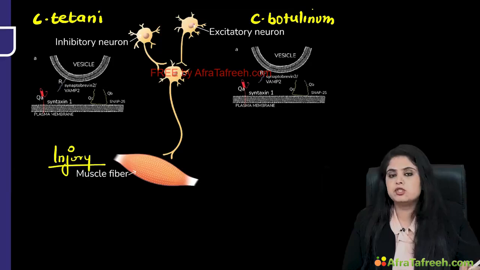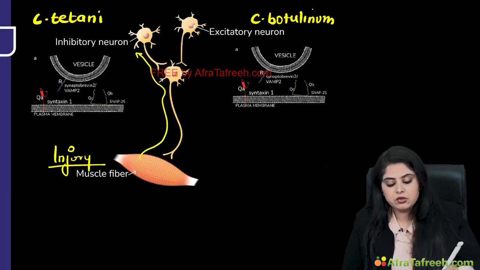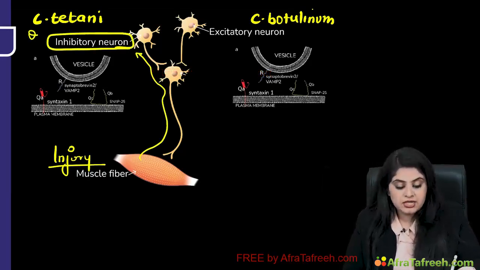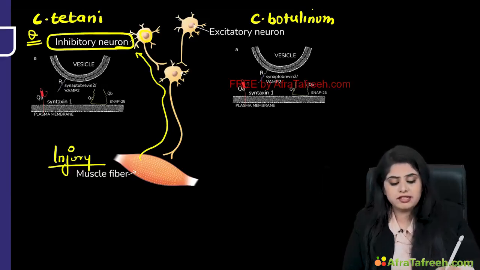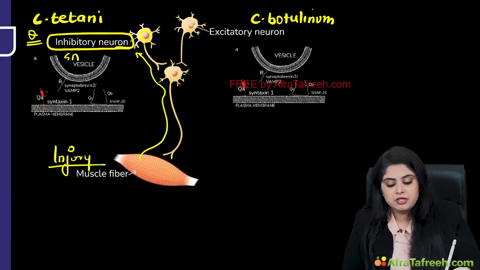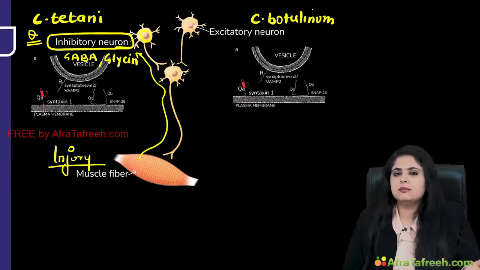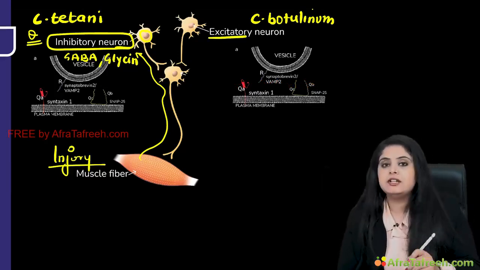So because of some injury this happened, and then the organism has traveled to which neurons? It has traveled to the inhibitory neurons. Question number 1: Clostridium tetani is a problem in inhibitory neurons. You know what these neurons have in their vesicles? Ma'am, the inhibitory neurons in their vesicles have something called GABA and glycine. And inhibitory means they will allow the muscle to relax. There are two things: if I have to ask you, what will an excitatory neuron do?